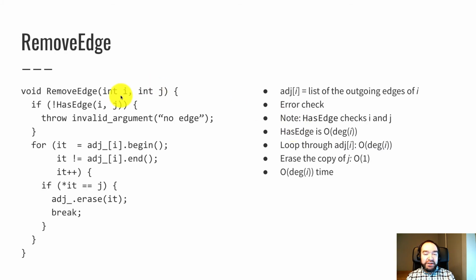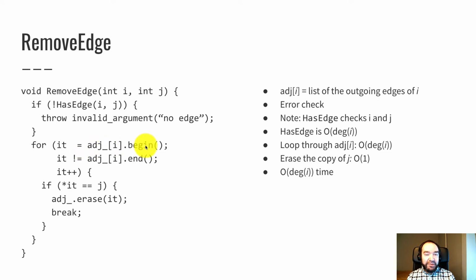Okay, remove edge is simple in principle. adj of i is the list of outgoing edges of i. We're trying to remove an edge from i to j. So first we have the error check. If not hasEdge i to j, then there is not actually an edge there, and we throw an exception. So we dispense with that case first. If we get past the if, there is a j in this list that we need to remove. So basically we loop through, find it, and erase it. This is a lot like the hash table erase operation. Find the one element of this linked list and delete it. So here I'm doing kind of an iterator-based loop.